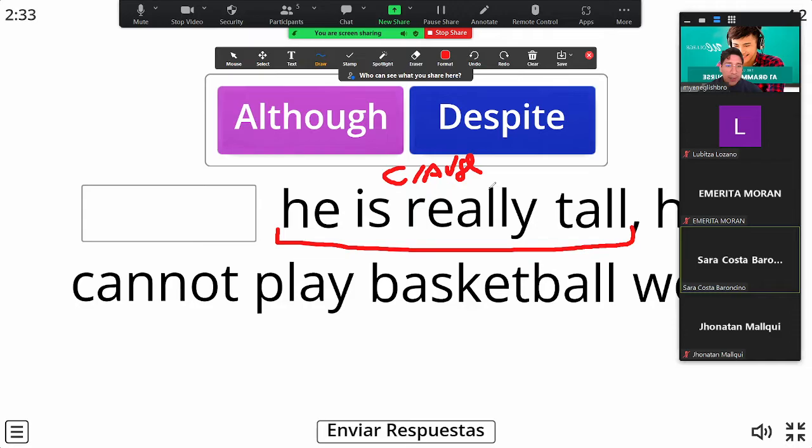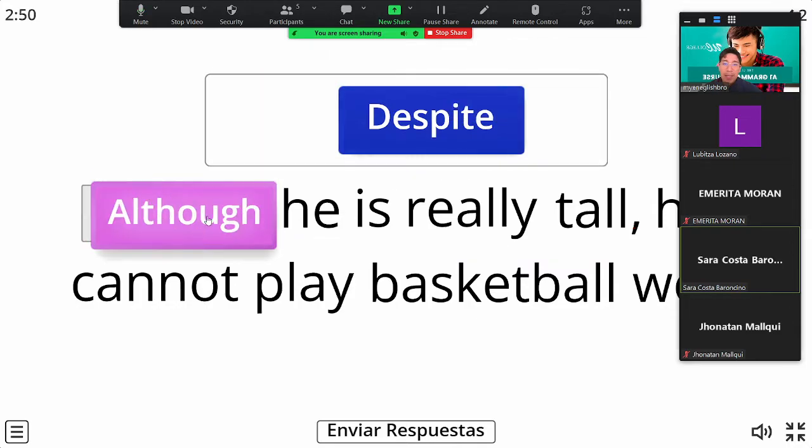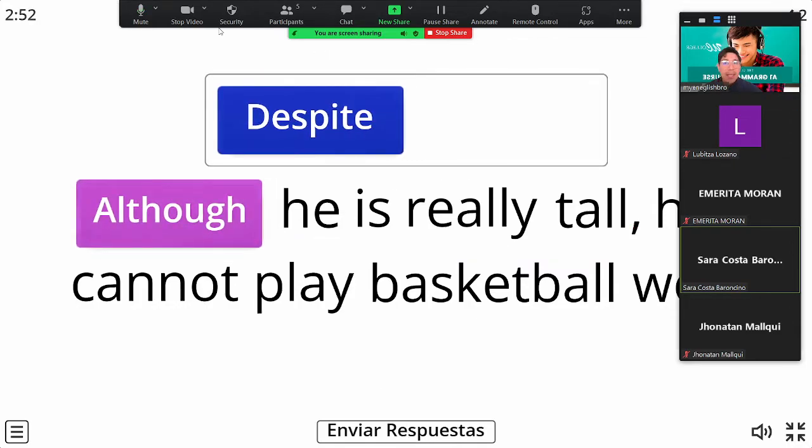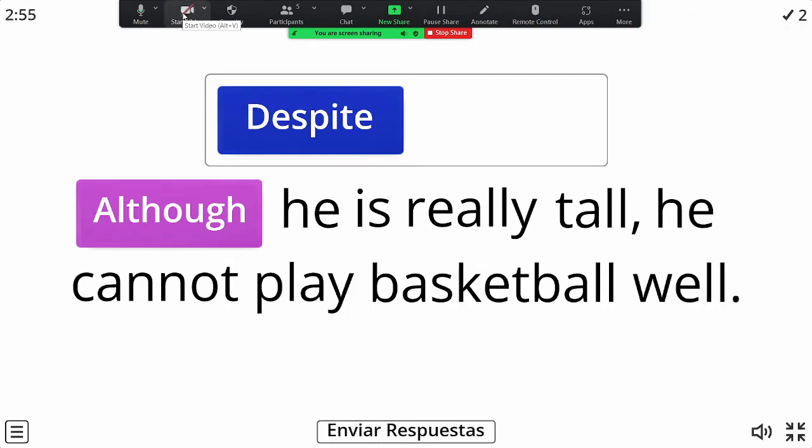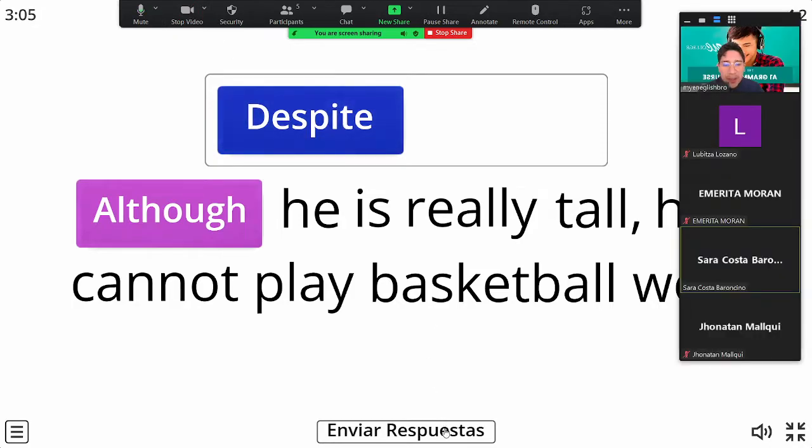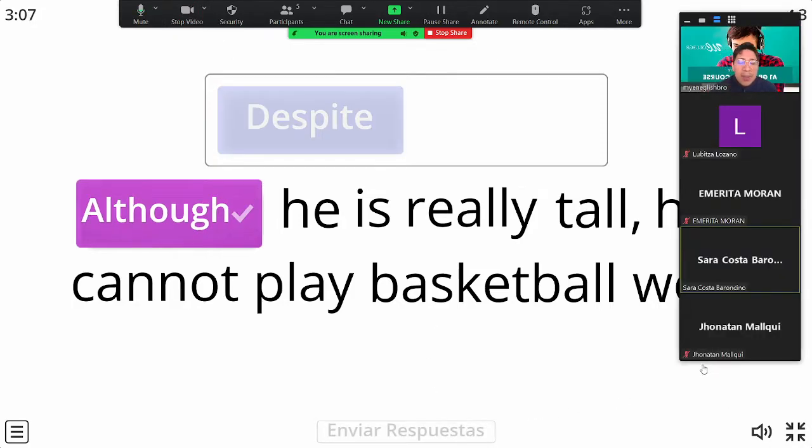Cuando tú tengas una clause y quieras usar un despite o un in spite of, tienes que agregar toda la vida un the fact that. Si tú no agregas el the fact that, está mal. Despite, in spite of, the fact that con una cláusula. Pero cuando tienes although, de frente nada más. Okay. Yes, please, read the example. Although he is really tall, he cannot play basketball well. Great.